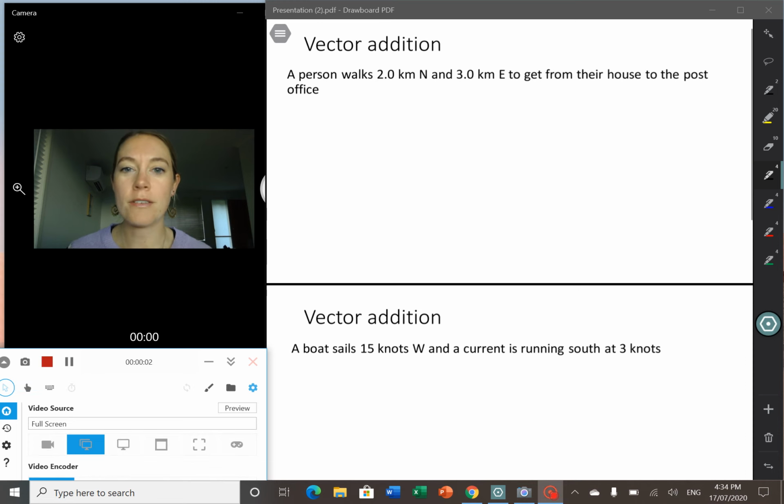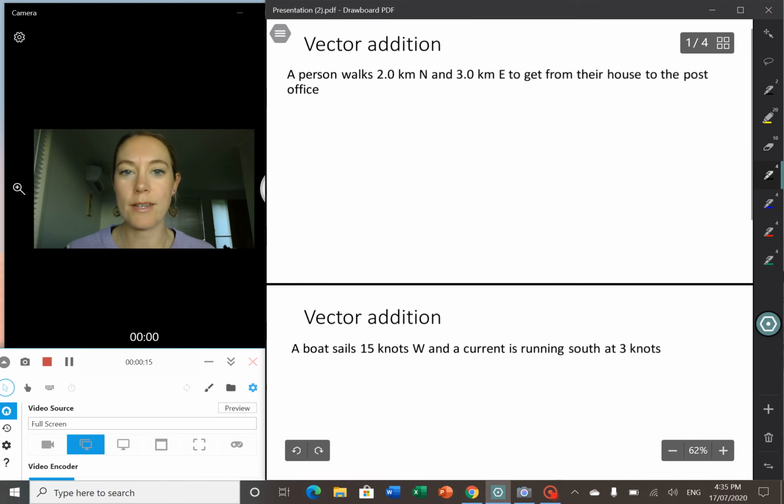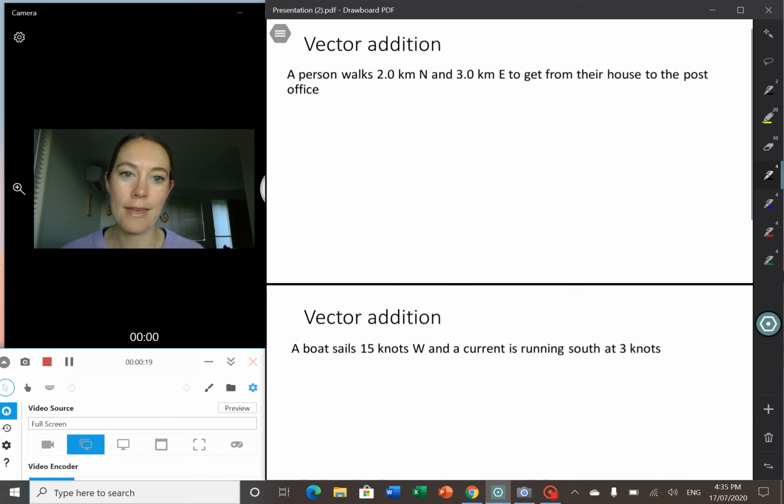In this video, I'll demonstrate how to add vectors for displacement and for velocity. There is an assumption that you'll be familiar with trig ratios and Pythagoras' theorem. So the first example, we're looking at displacement. A person walks 2 kilometres north and 3 kilometres east to get from their house to the post office.